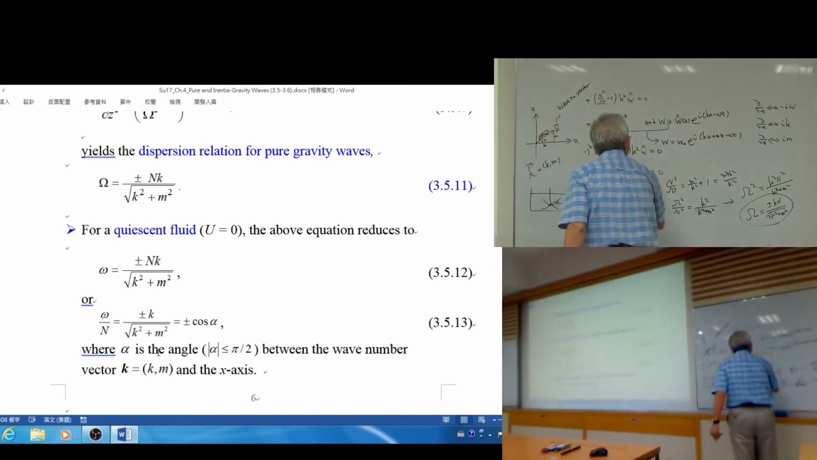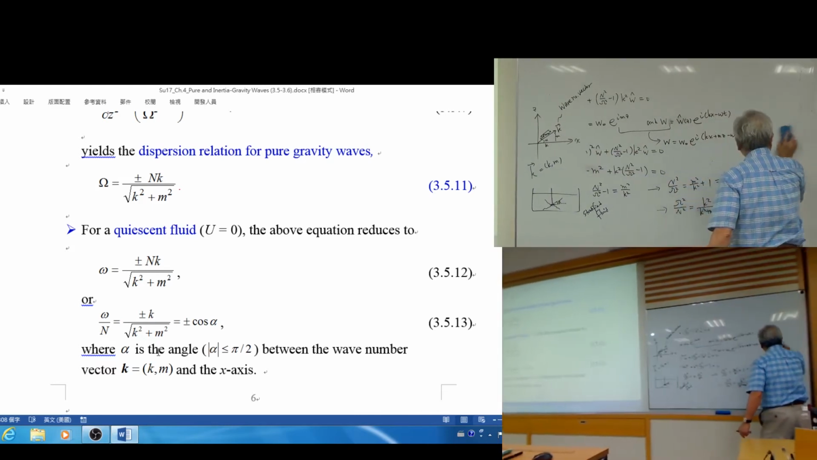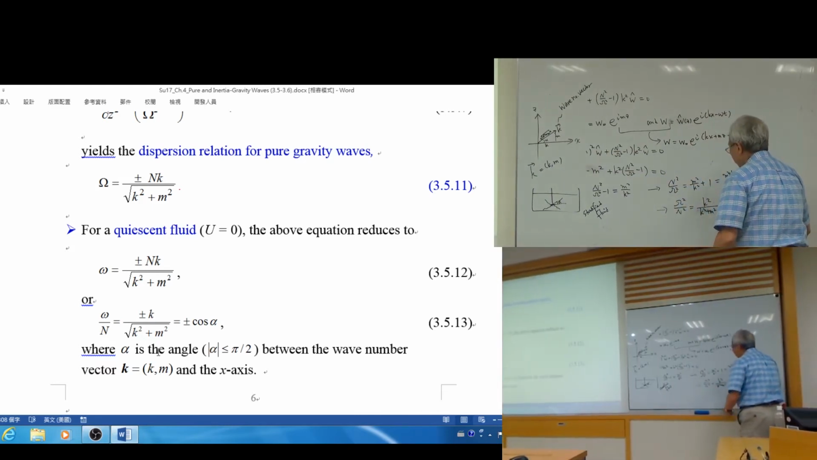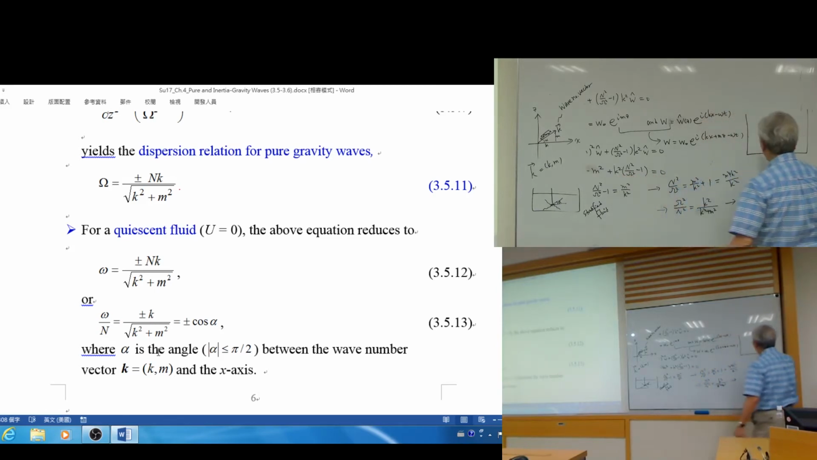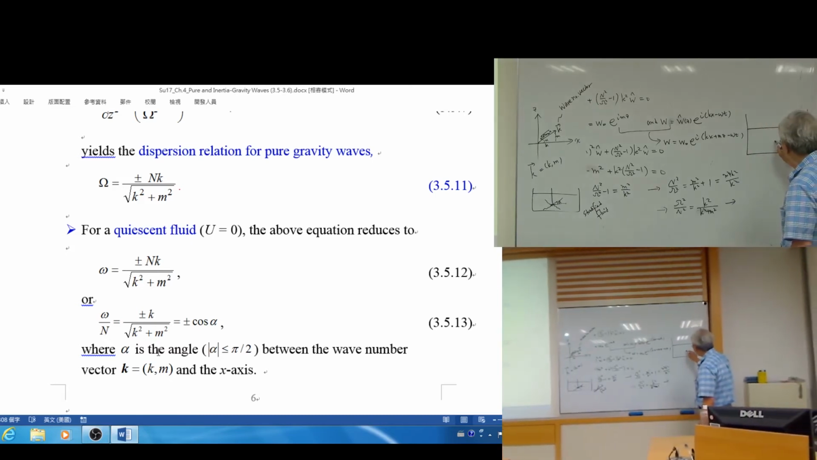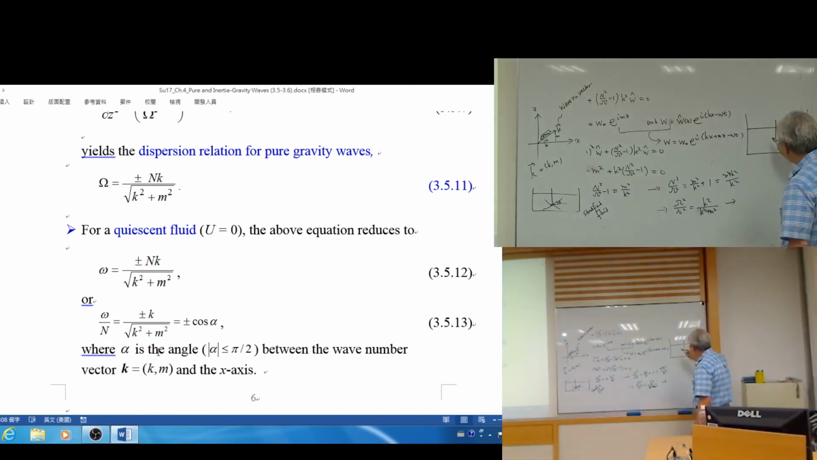So let me draw that. So this is water, right? Now if I have a generator here, it's going to generate waves. Go this way, go this way, go this way, go this way. So I have waves like this, like this, like this.